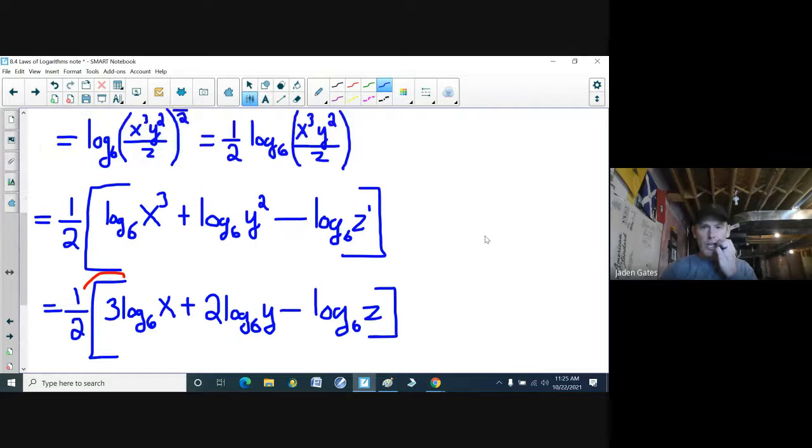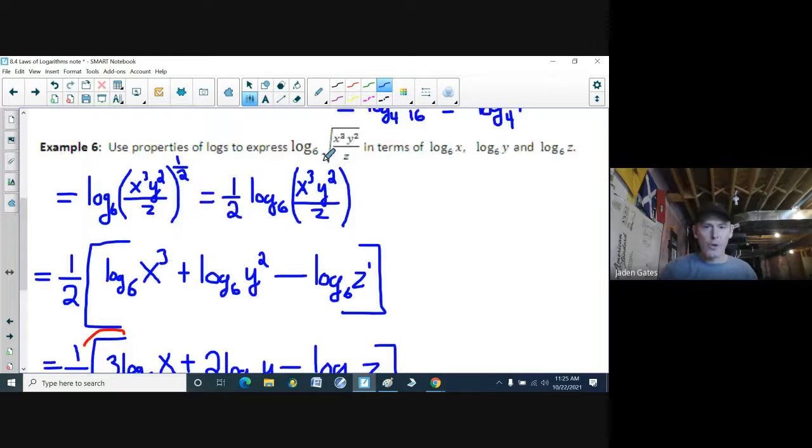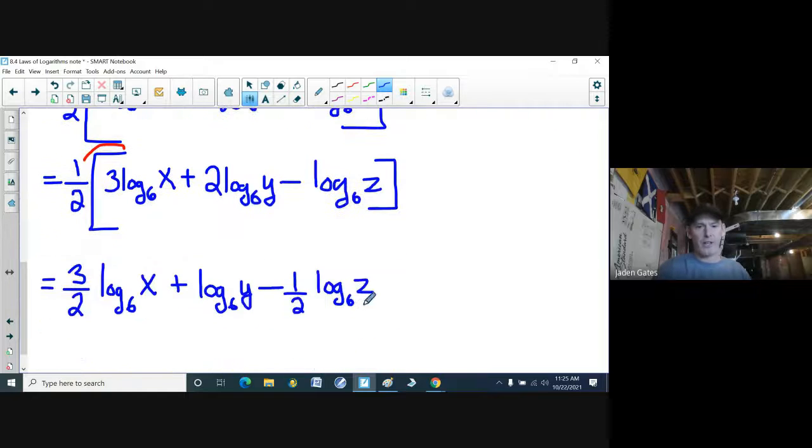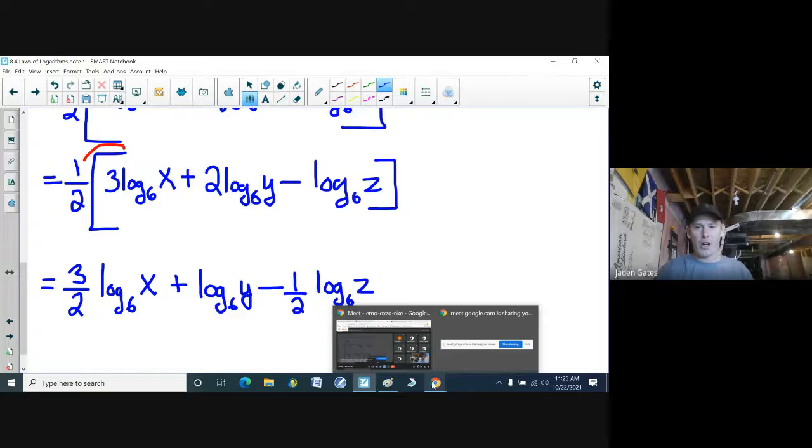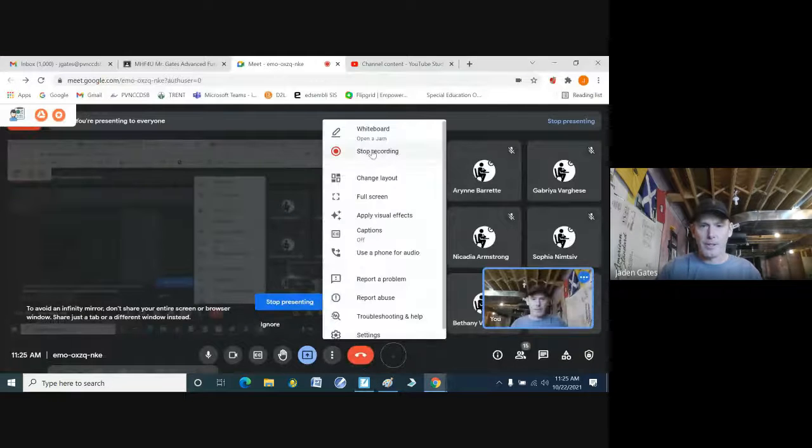I've just expressed this huge expression in terms of log base 6 x, log base 6 y, and log base 6 z. Woo! Using all my different log rules there, undoing and then redoing back up. All right.